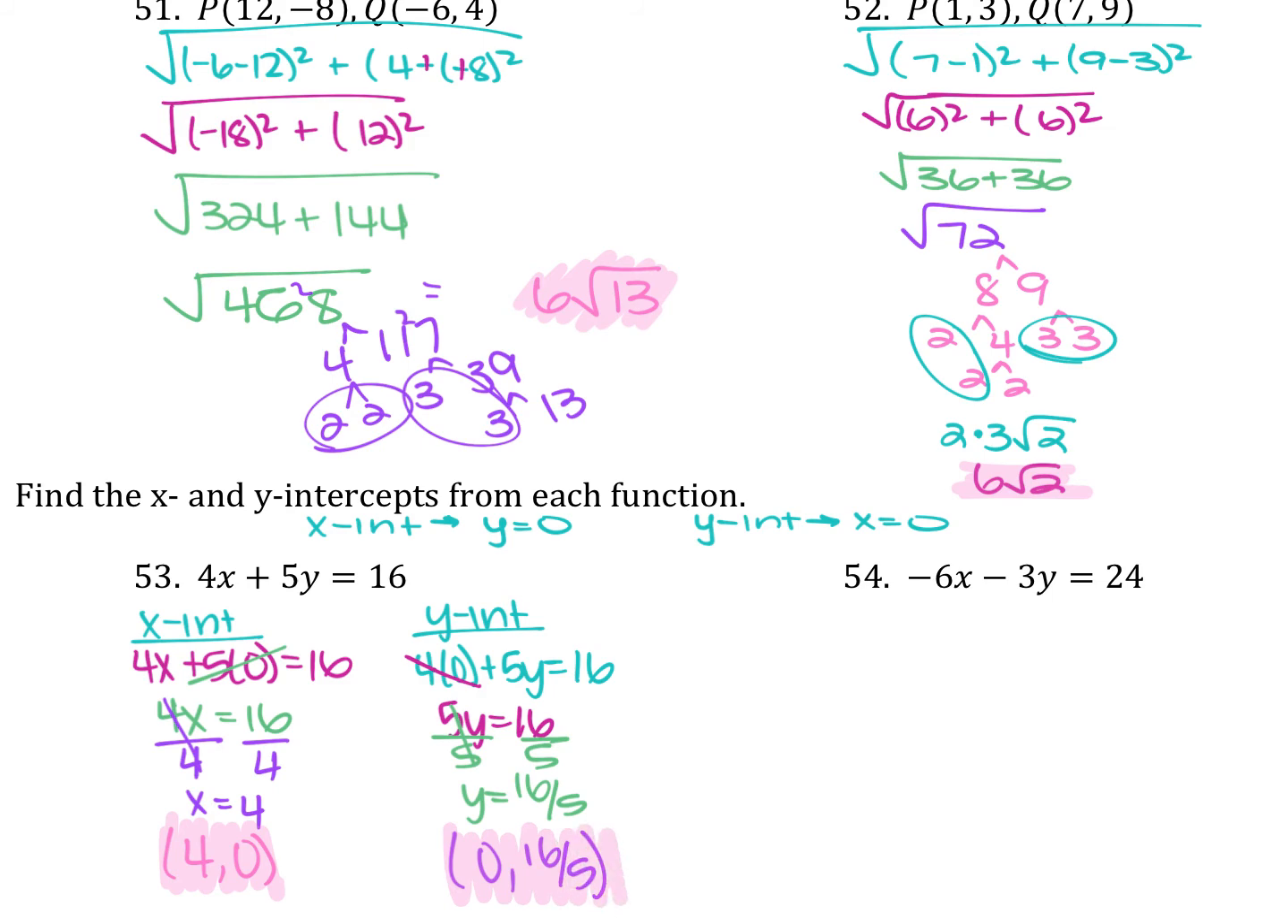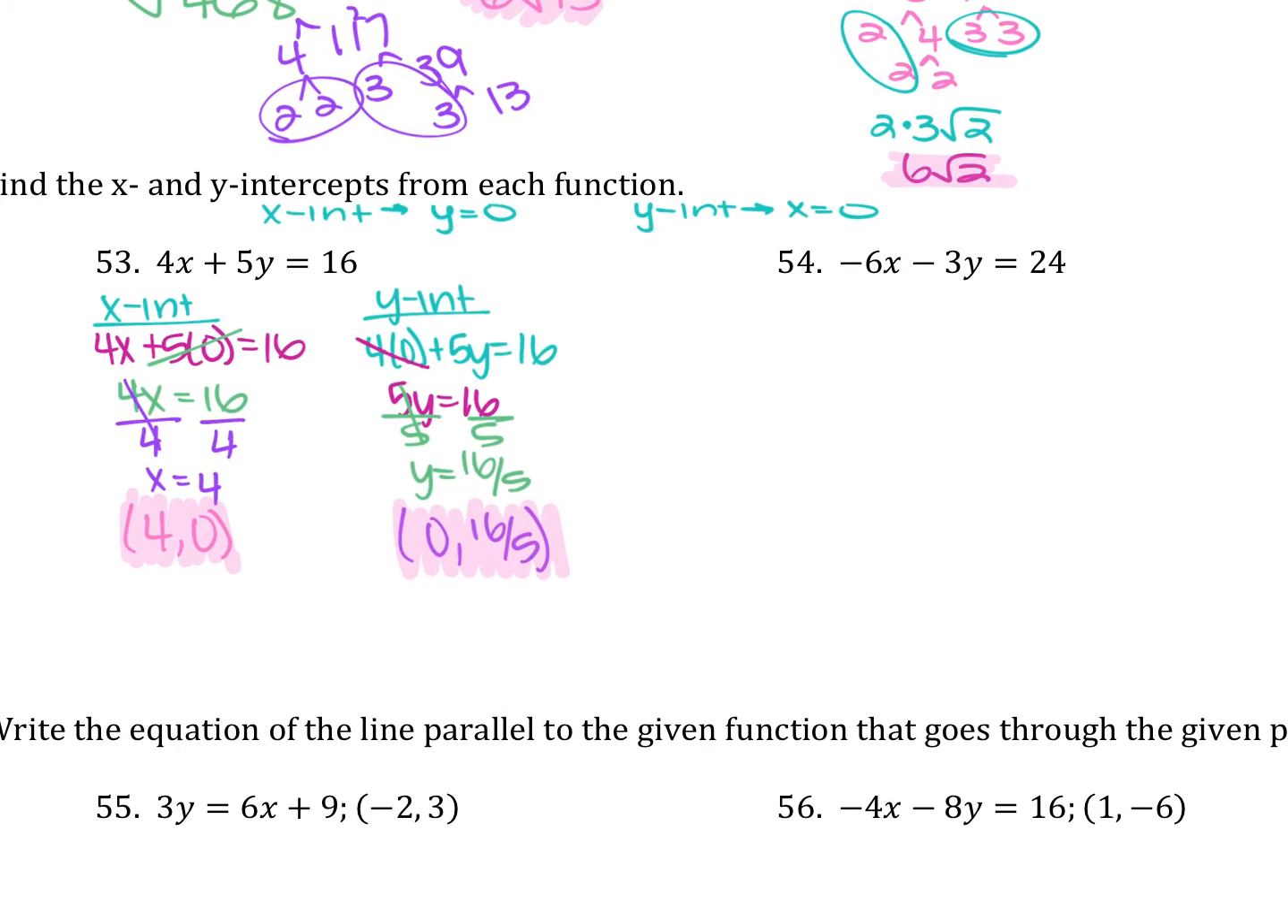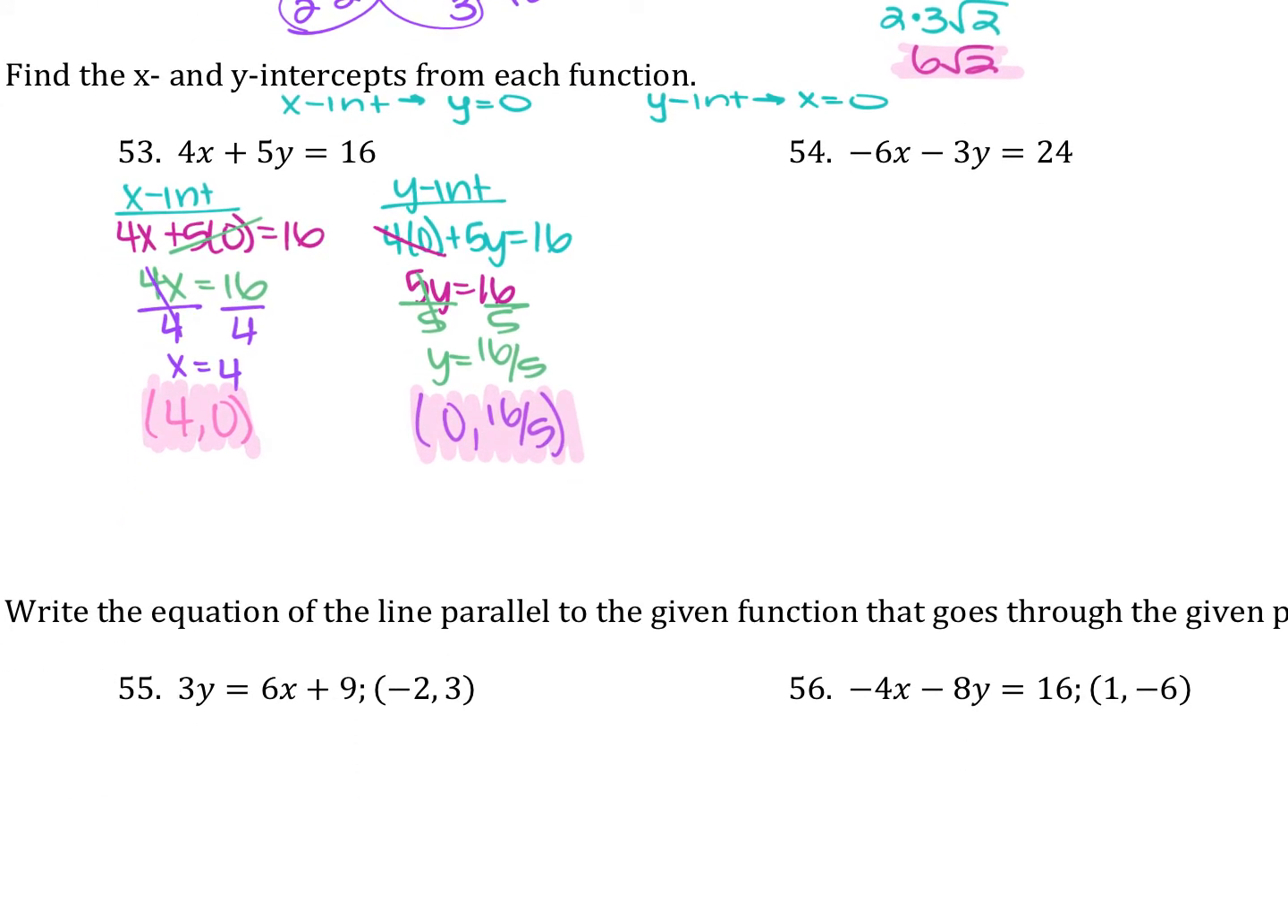We're going to do the same exact thing for 54. For 54, we have negative 6x minus 3y is equal to 24. For this one, to find your x-intercept, again, plug in 0 for y. It's going to give you negative 6x minus 3 times 0 is equal to 24. The negative 3 times 0 cancels out, so you're working with negative 6x is equal to 24. Divide each side by the negative 6, and you have that x is negative 4. So the x-intercept is (-4, 0).